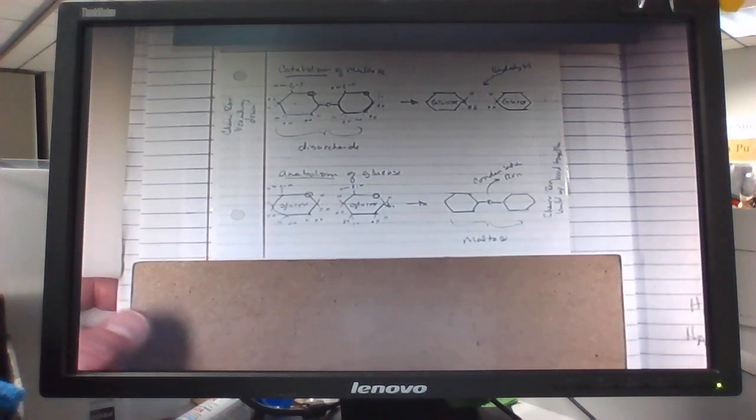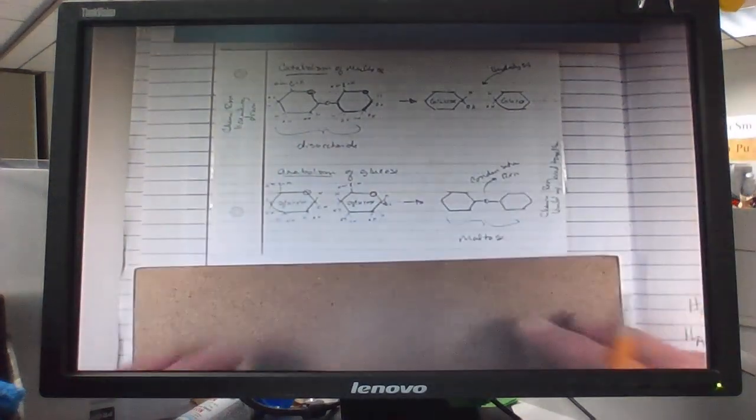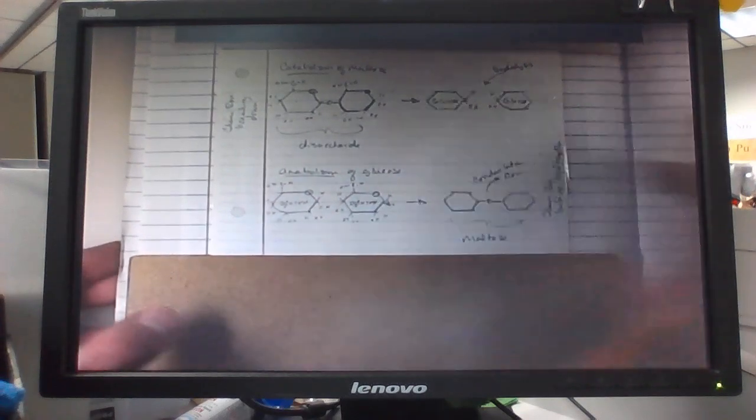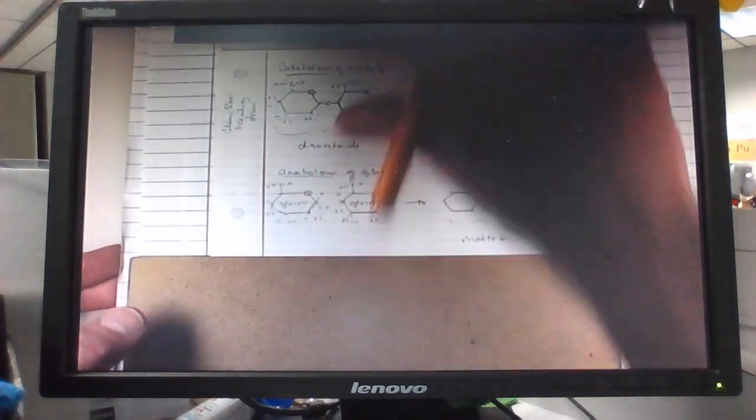All right, so now I suggest that you put the next pieces of information on the next page. I suggest that this goes on the right-hand side page because we're talking about a different substrate, and that might be a little bit confusing.